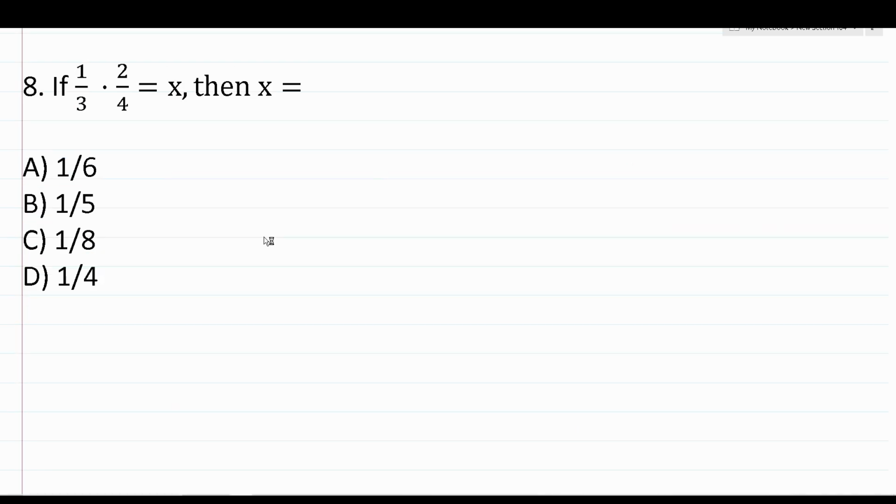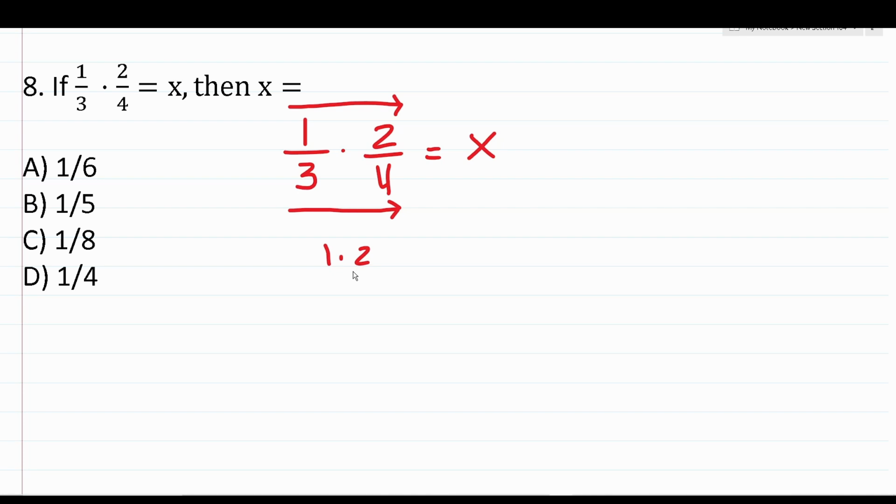All right, so number 8 says if 1/3 times 2/4 equals x, then x equals. So we have 1/3 times 2/4 equaling x. To get x, of course, you can see that we're just going to multiply these two fractions together. When you multiply two fractions together, you just multiply straight across. So this becomes 1 times 2 over 3 times 4 equals x.